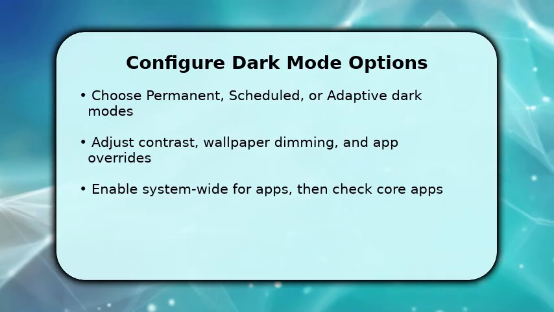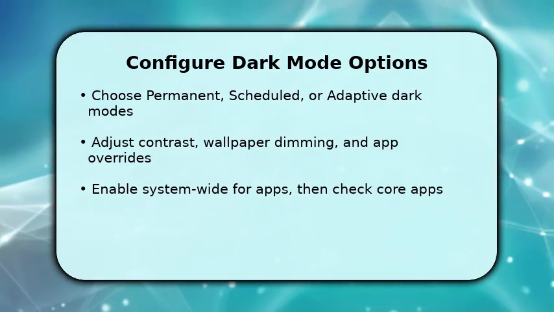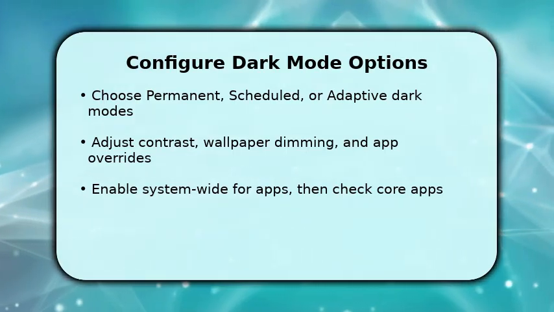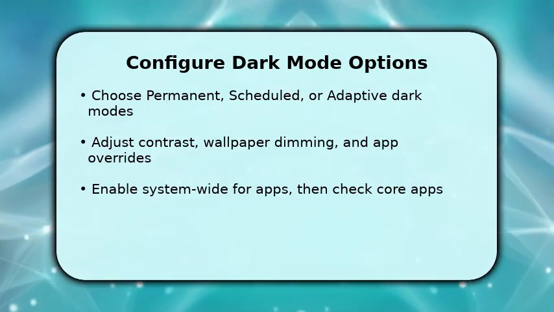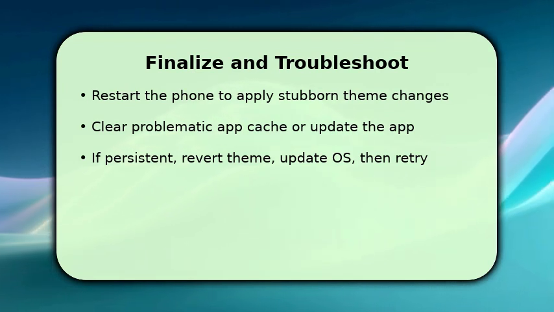Make sure system-wide or apply to apps is toggled so third-party apps follow the theme. Once done, review key apps, messaging, email, and browser to confirm they respected the system setting. If an app didn't change, use its internal theme setting. Finish by checking lock screen, widgets, and notifications for consistent dark styling.